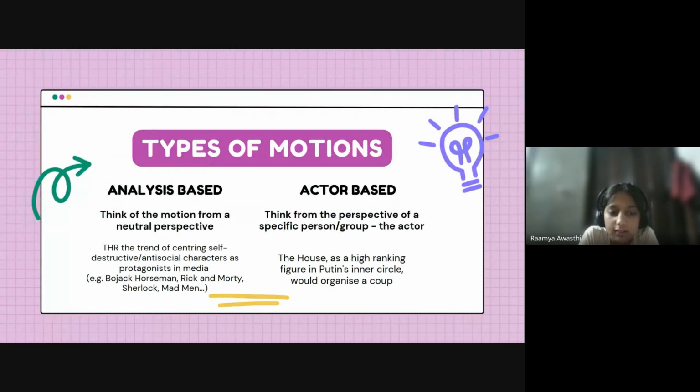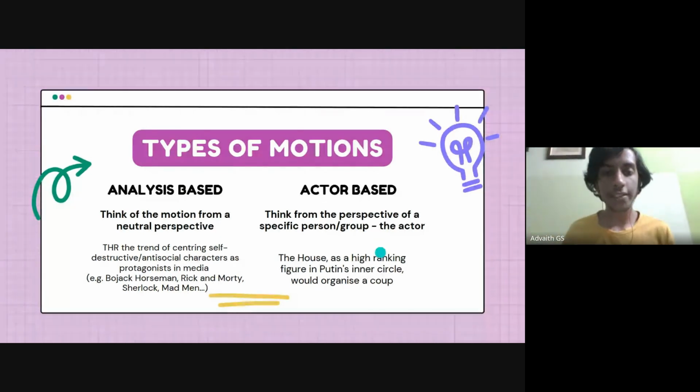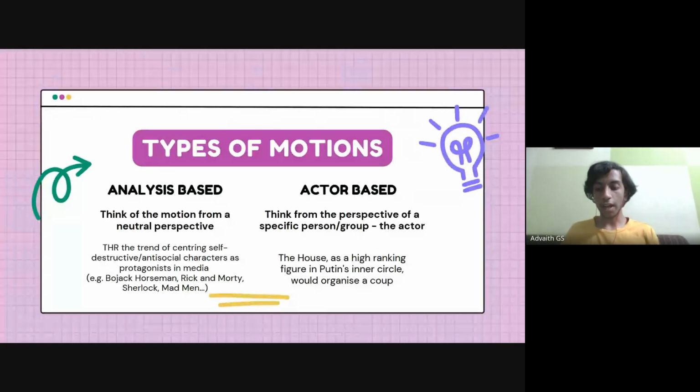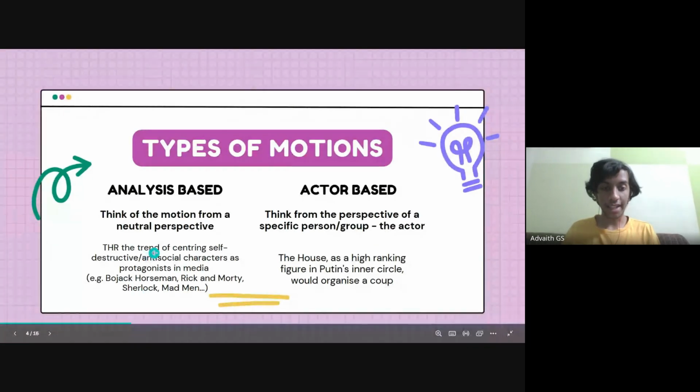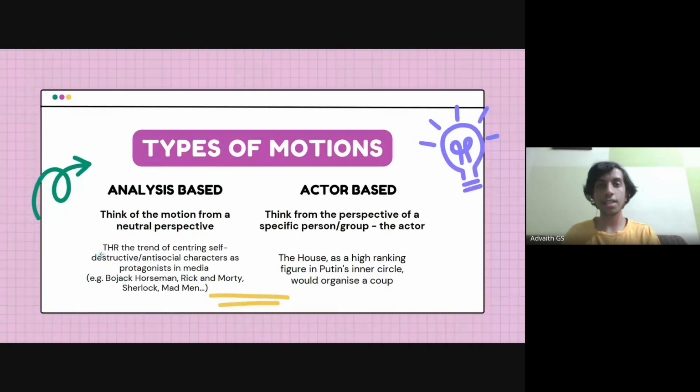Excuse me, sir. Can you please explain once more analysis-based? Right, analysis-based motions. In analysis-based motions, you're given a topic on which you have to claim or prove something. The onus is on you to prove that either the world is better off or the world is worse off. Depending on your side in the debate, you have to prove why the world as a whole is going to improve as per this motion, right? If I talk about the motion THR, the house regrets, the trend of centering self-destructive or antisocial characters as protagonists.